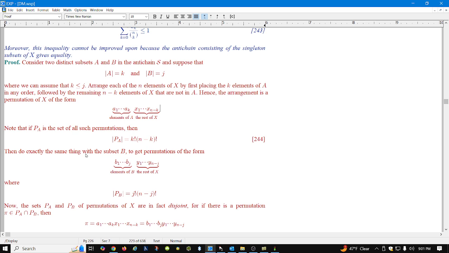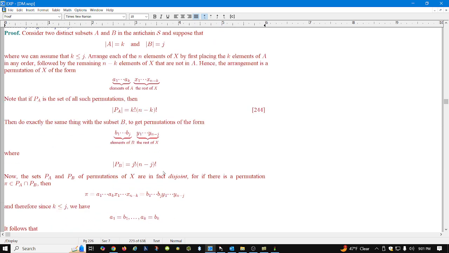Do the same thing with the other subset B. So you'll get permutations where you scramble the elements of B first, then you scramble the rest of the elements. And similarly, the size of P sub B is J factorial times n minus J factorial. Now, here is the key point to doing all this. These two sets, P sub A and P sub B, of permutations are disjoint.